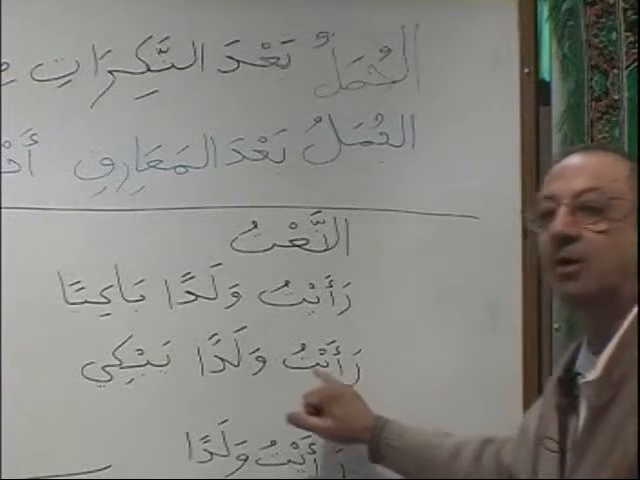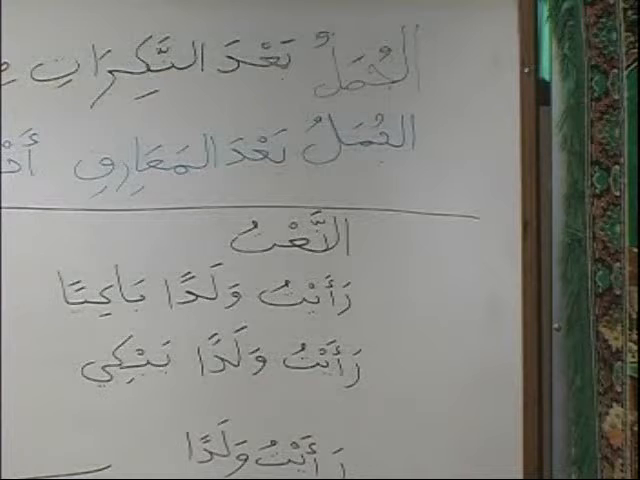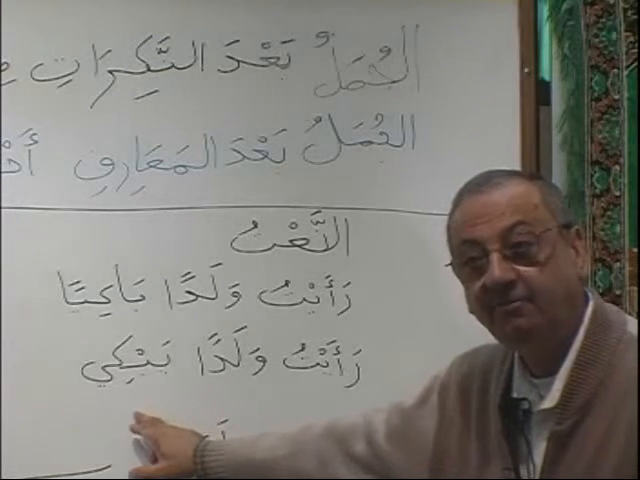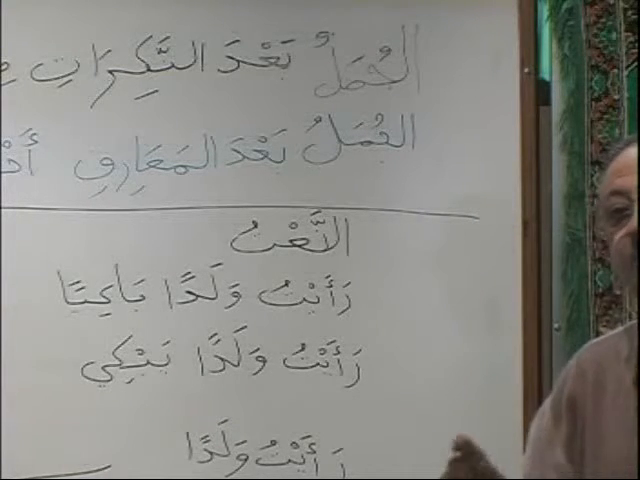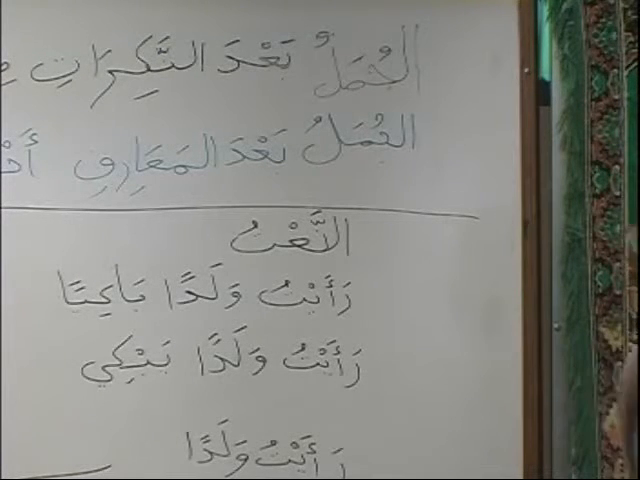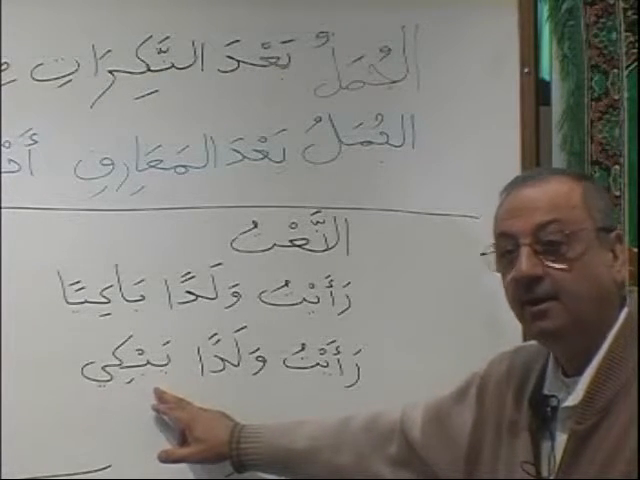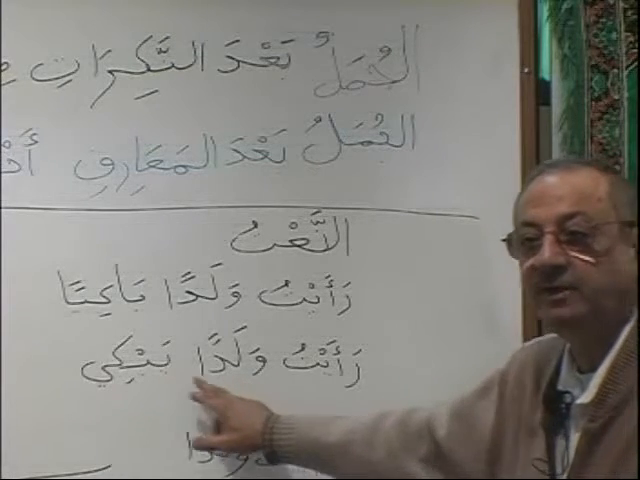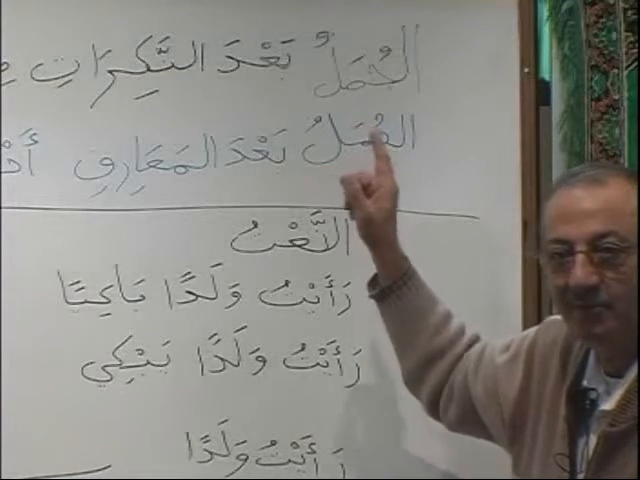Next one, brothers and sisters. Ra'aytu waladan yabki. I saw a boy who is crying. What is yabki, brothers and sisters? Jumla fi'liya. Fi'l and fa'il. What is the verb? Fi'lun mudari'un marfu'un bi-damma muqaddara. Where is the fa'il? Mustatir, taqdiruhu huwa. Fine, brother. So this jumla fi'liya has come after an indefinite noun. So what is this jumla fi'liya? Naat. The first one. Are you with me?